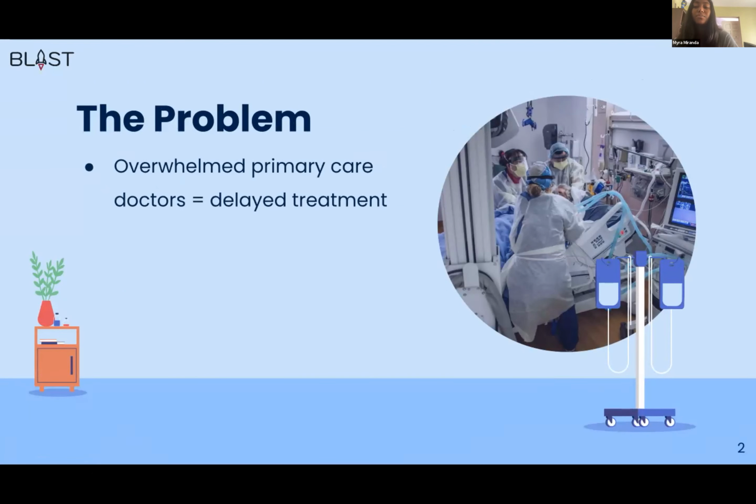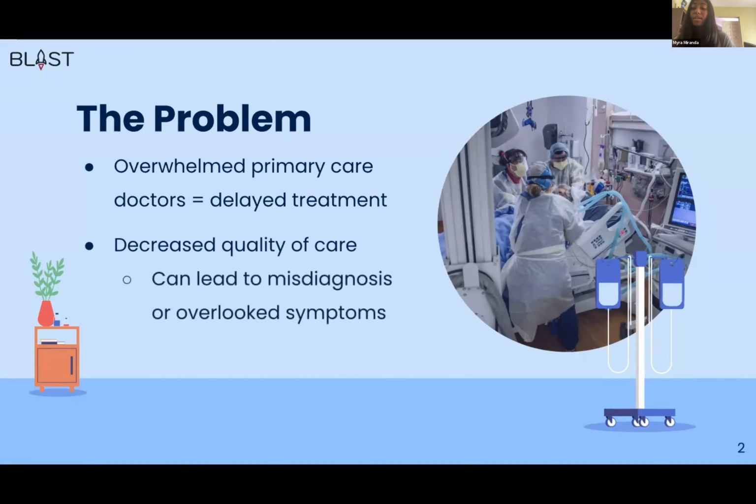In today's day and age, primary care doctors are overwhelmed with their amount of patients, which can lead to delayed treatment, according to a report from the Association of American Medical Colleges. When patients don't get the right care immediately, any disease or condition they have can worsen. In addition, they are at risk for misdiagnosis, overlooked symptoms, and COVID-19.